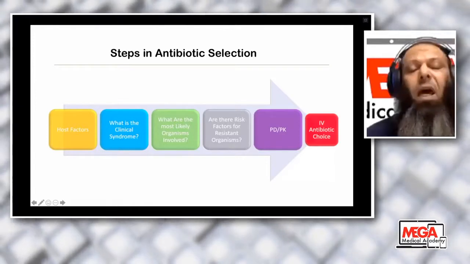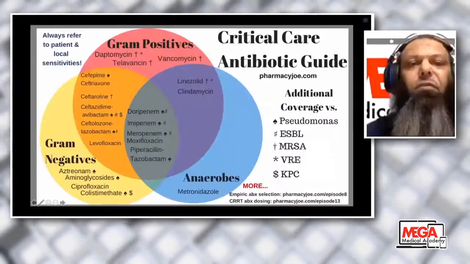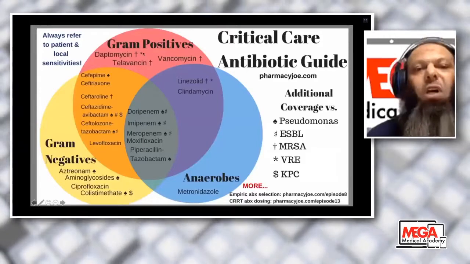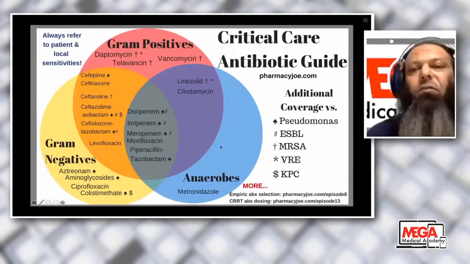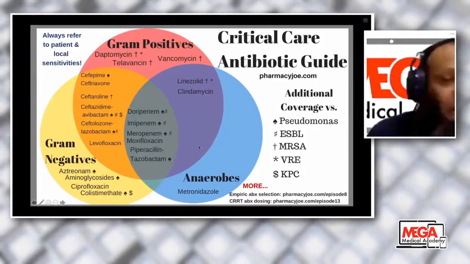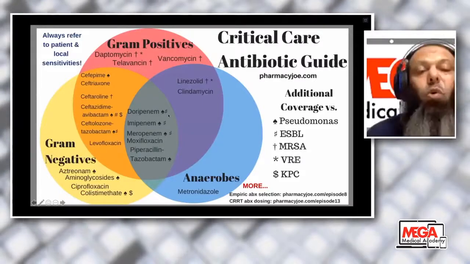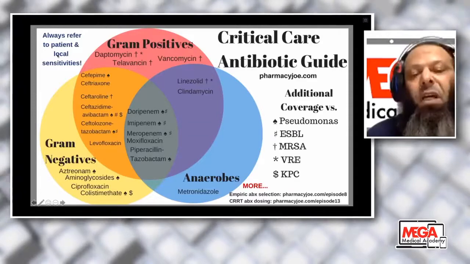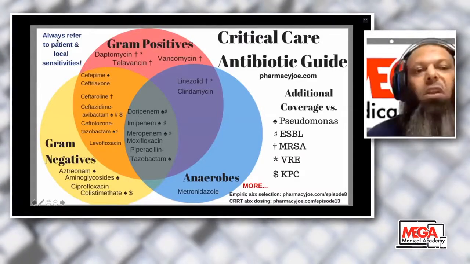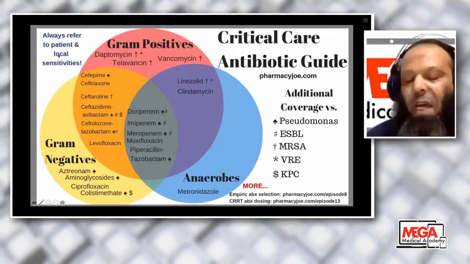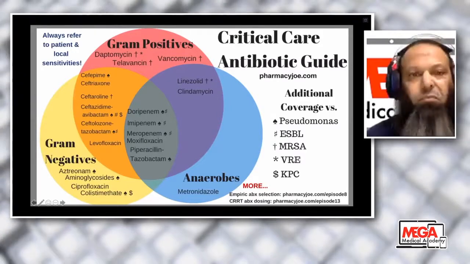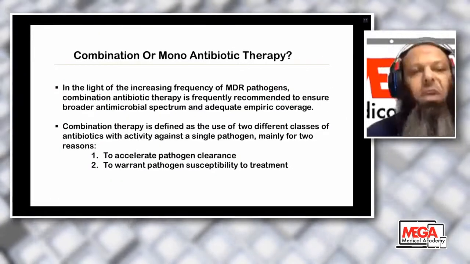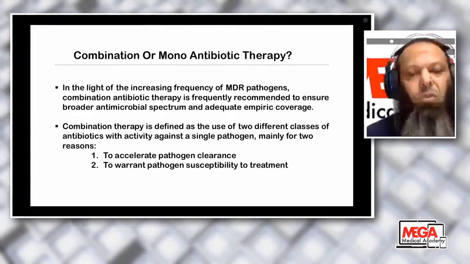Also, one part of your job is to know the coverage: who is covering gram-positive, who is covering gram-negative, who is covering anaerobes, and who is overlapping. And this is for each time you have to refer to your patient and local sensitivities, which is the local antibiogram. Combination or monoantibiotic therapy. Also, this is very important.